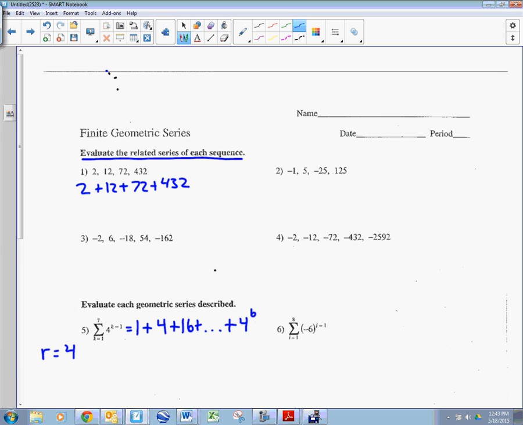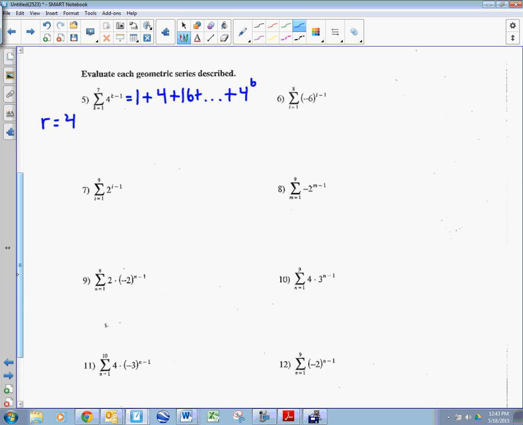So let's go back, and now let's sum this. The sum of how many terms? 7 terms is equal to the first term, 1, times 1 minus what's the ratio? 4 to the 6th? No, 4 to the nth. What is n? 7. 4 to the 7th, divided by 1 minus 4.